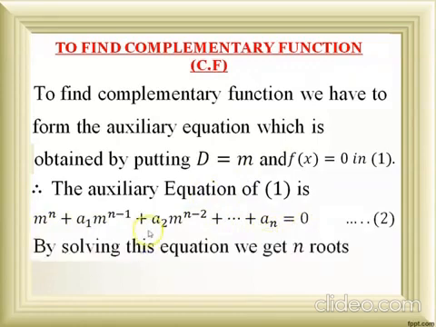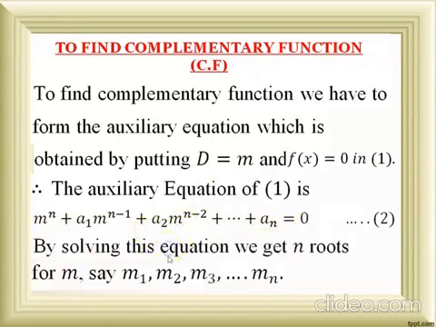After solving this equation, we get the roots m1, m2, etc., mn. That means n roots are here, because the order of this equation is n. Therefore, we must get n roots. If the order of the equation is 2, we get only 2 roots. If the order is 3, we get only 3 roots. Likewise, we get the roots here.